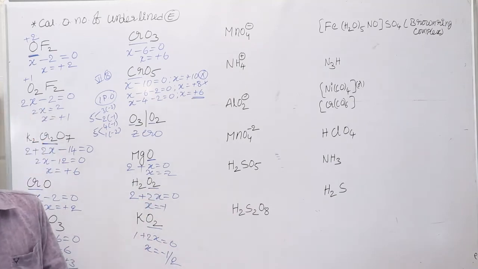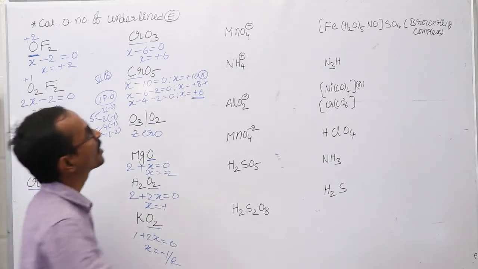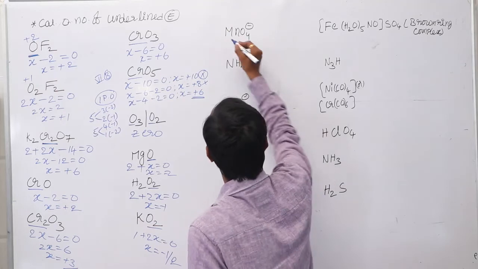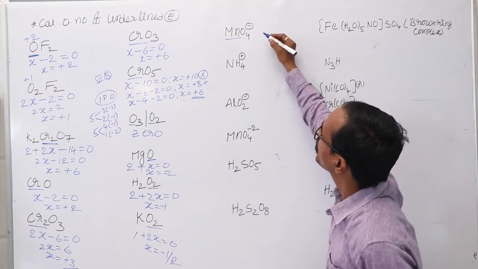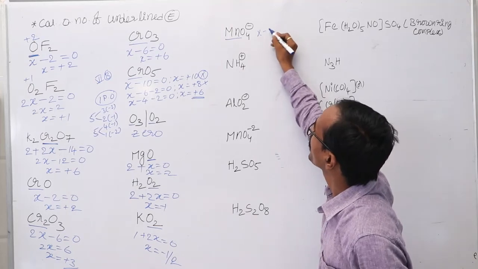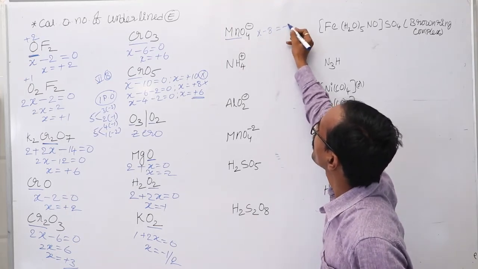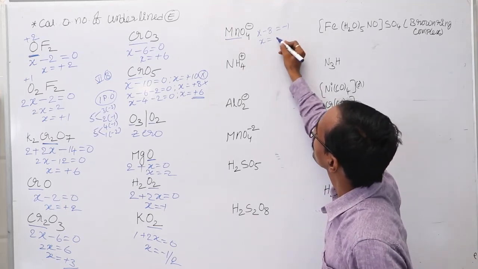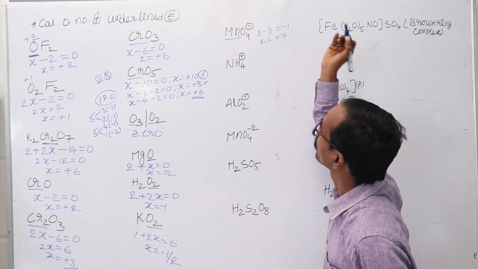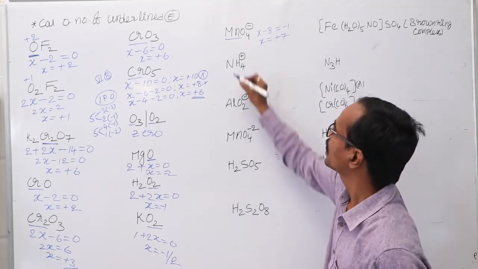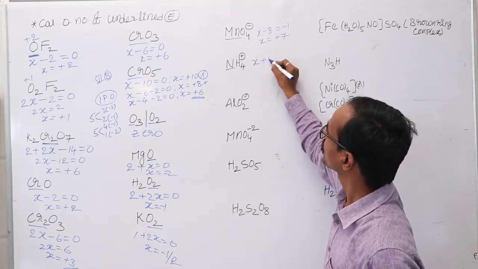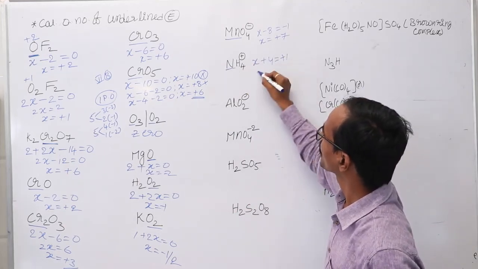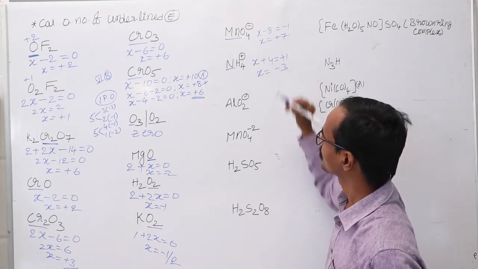It is a superoxide. Next, MnO4 minus. I need to calculate the oxidation number of manganese over there. So, here what happens? X minus 8 is equal to minus 1. X is equal to plus 7. Right? Here in ammonium, nitrogen: X plus 4 is equal to plus 1. X is equal to minus 3.